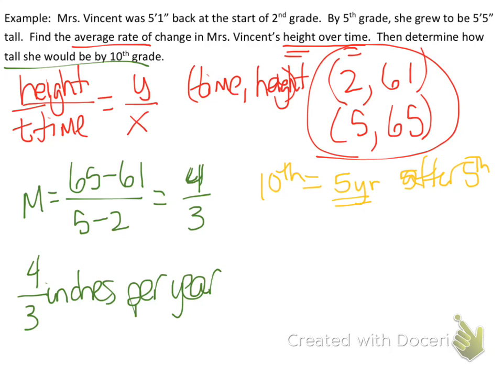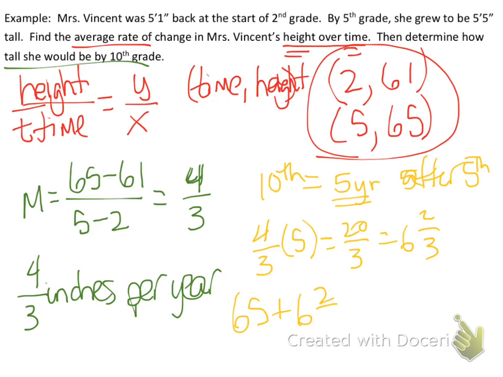So how much did she grow in 5 years? 4/3 inches per year times 5 years will tell us that she grew 6 2/3 inches in that 5 years. Well, in 5th grade, she was 65 inches tall, plus another 6 2/3 inches makes her 71 2/3 inches tall. If we convert that into feet, we get 5 feet, 11 2/3 inches in 10th grade.